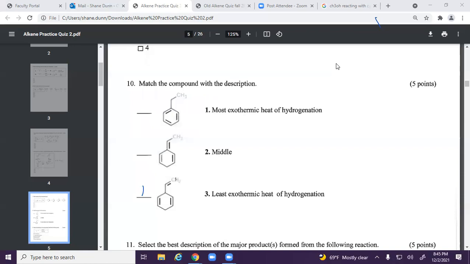Reason being, this guy will not cause resonance to occur. If he moves here, it's not going to cause any structure change on those guys, correct? There's no resonance. If this guy were to move here or here, it would push those double bonds, right? So there is resonance. So this guy is the middle. What is this thing? And benzenes are the most stable, correct? That's why this one is 3. Does that make sense?